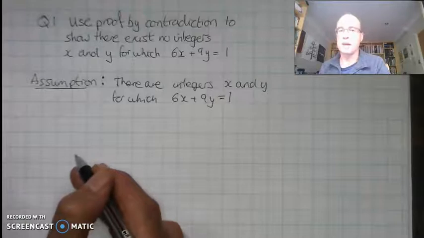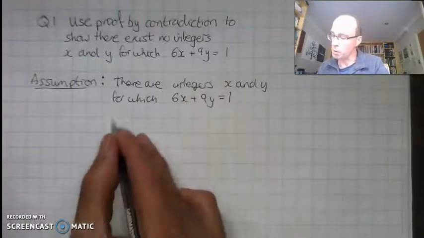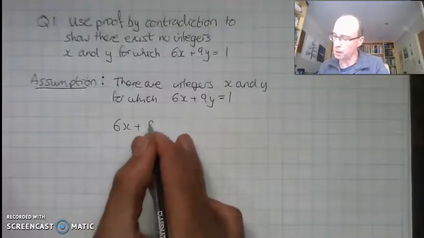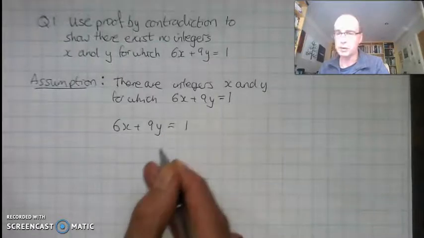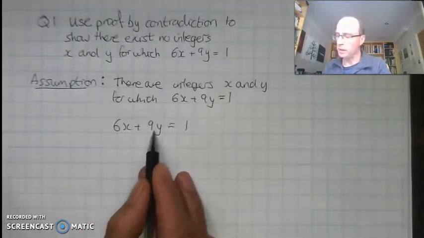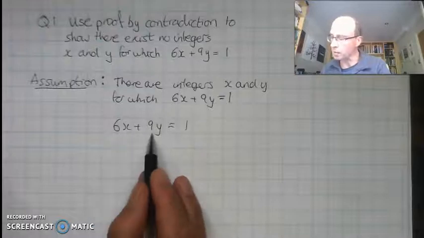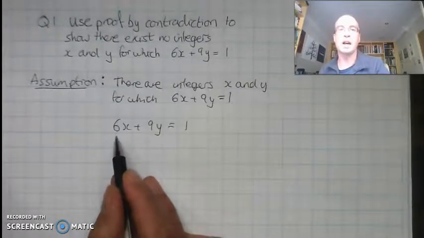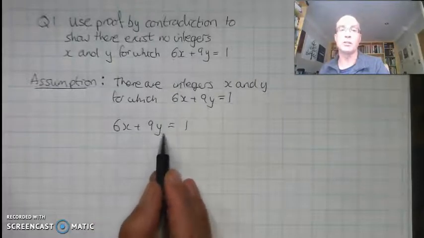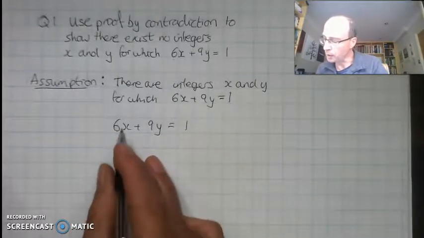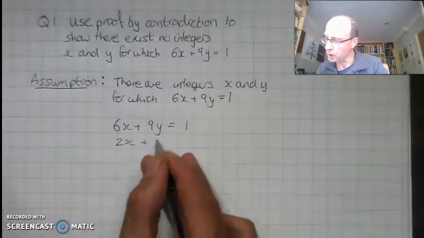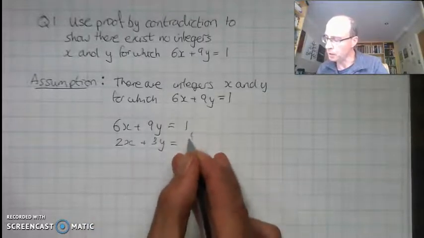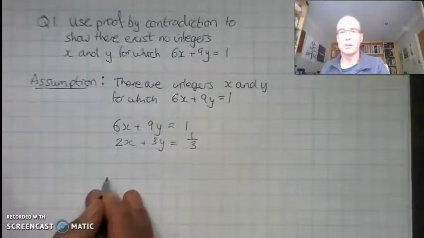Now I need to do a little bit of maths. So I've got 6x plus 9y is equal to 1. Well, if I divide this by 3, these are both factors of 3, I'm still going to be left with an integer value, a coefficient of x and y. So divide by 3, I'm going to get 2x plus 3y is equal to 1/3.